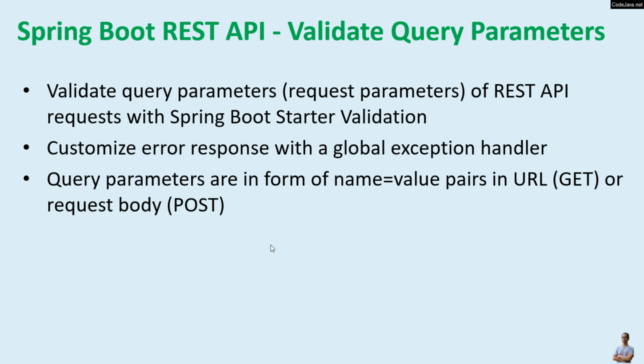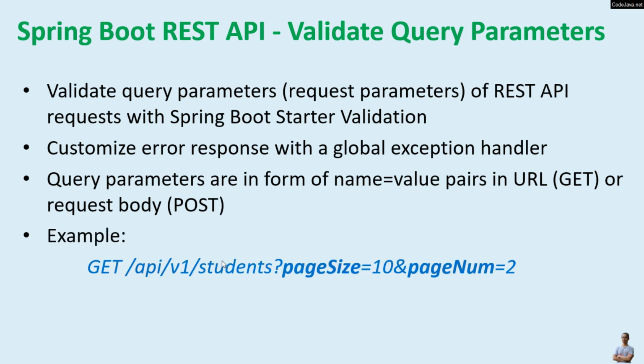Query parameters are in the form of name equal value pairs in the URL with HTTP GET method or in the request body with HTTP POST method. Let's see an example. This API request has the method GET and the request URI like this. You see there are two query parameters in this request. The first one has the name page size with the value 10, and the second query parameter has the name page num with the value 2.